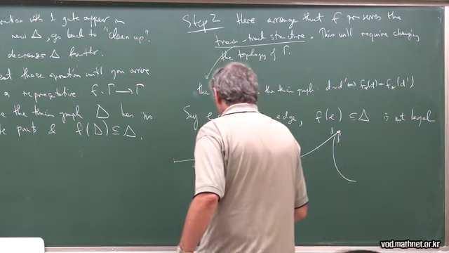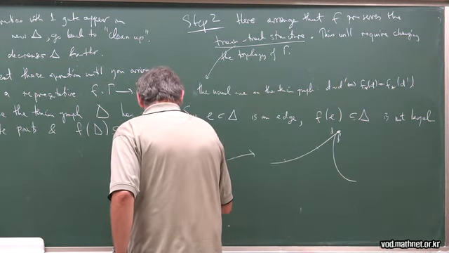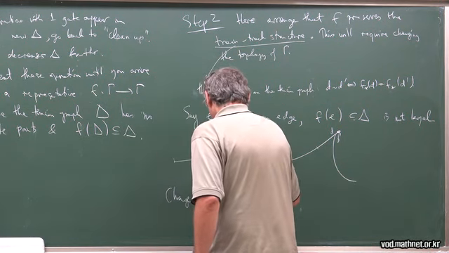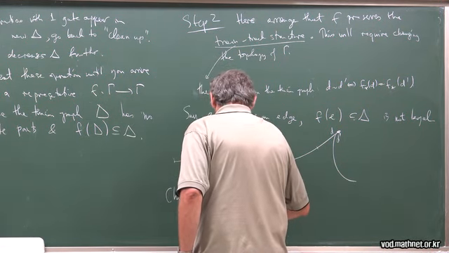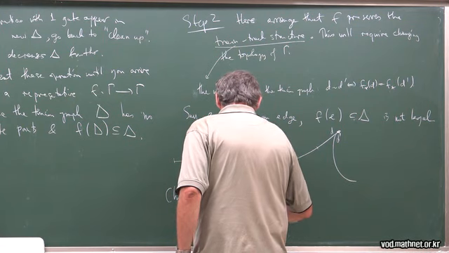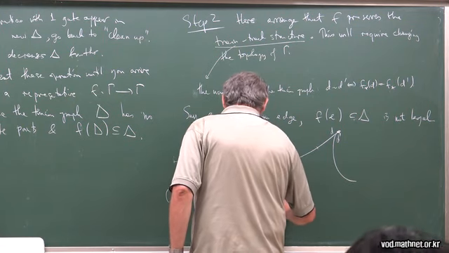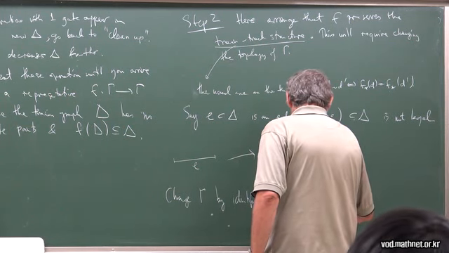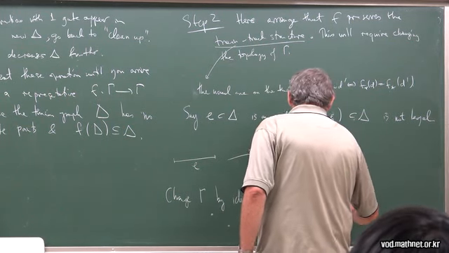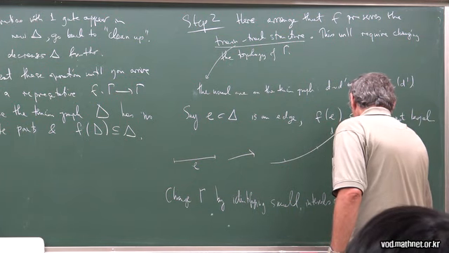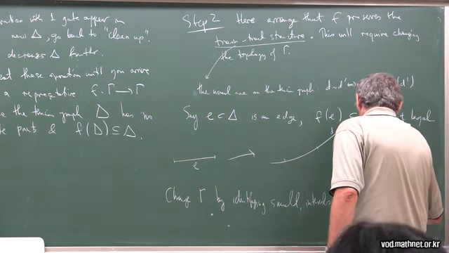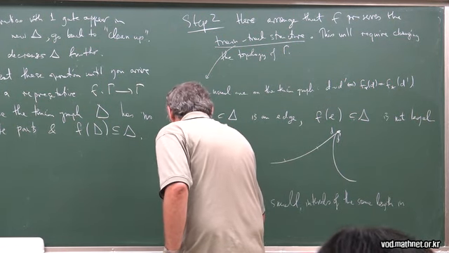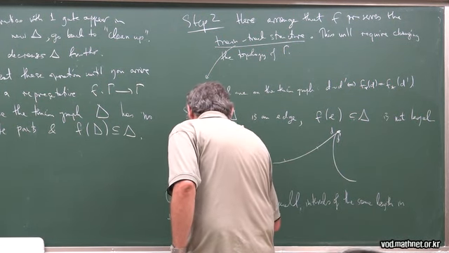Okay, so change gamma by identifying small intervals of the same length in the directions d and d prime.